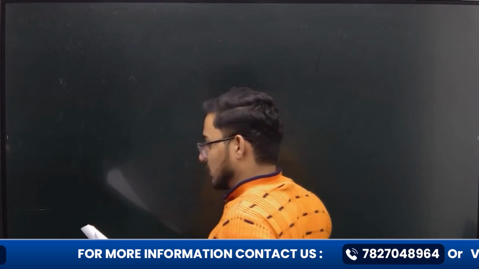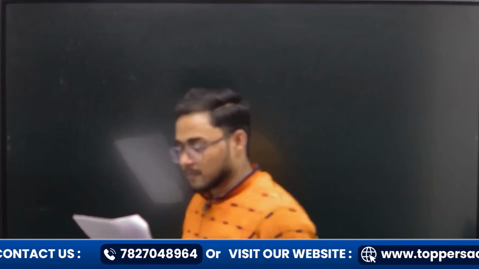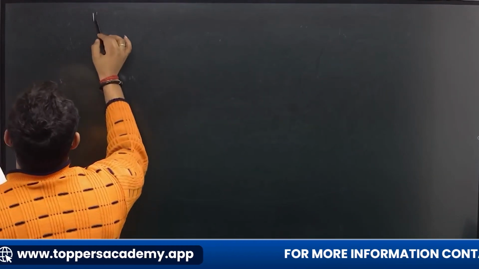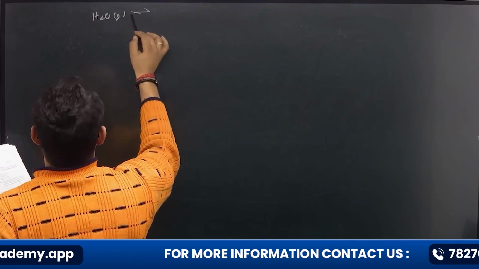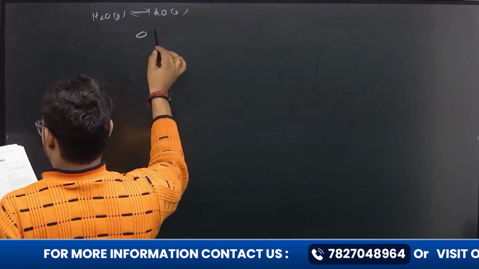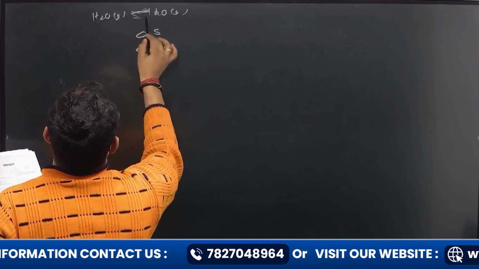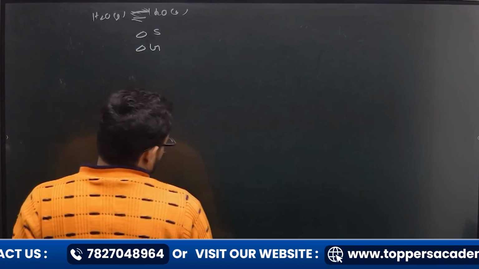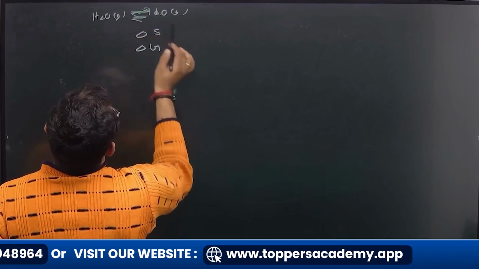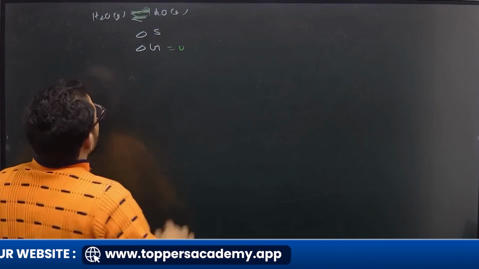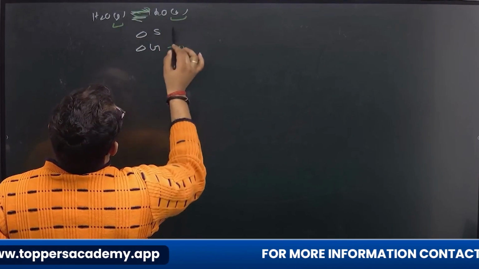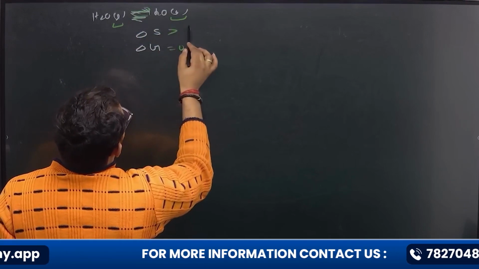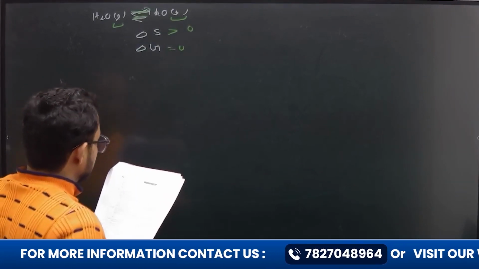Now 67, the same thing. He's asking about H2O liquid to H2O gas, and he wants to know about delta S and delta G. So it is at equilibrium. For equilibrium, delta G is equal to 0, I have told you. Liquid to gas, so obviously there will be an increase in the entropy, so delta S is greater than 0. That was question number 67.